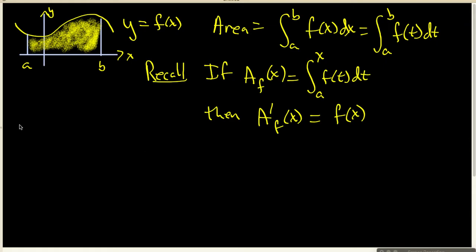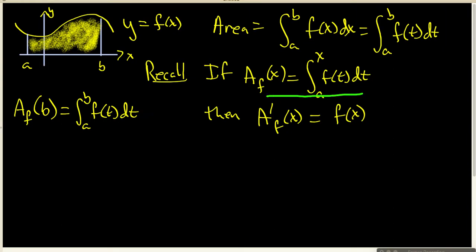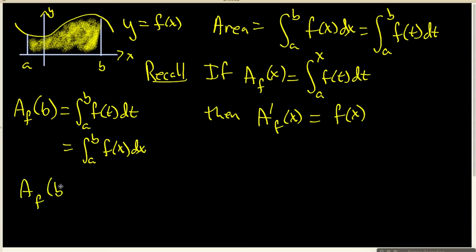Now the other thing that I'm going to make a note of over here is that if I evaluate the area accumulation function at b, I'm going to get the integral between a and b of f of t dt by the definition of the area accumulation function. But since the variable of integration is a dummy variable, this is also the integral from a to b of f of x dx. In other words, this A of b is going to give me that yellow area that I am trying to find.